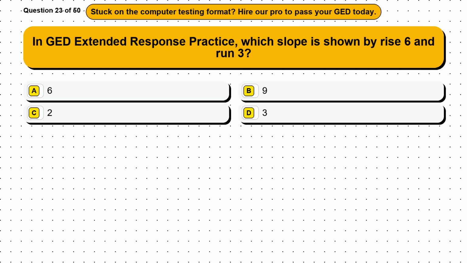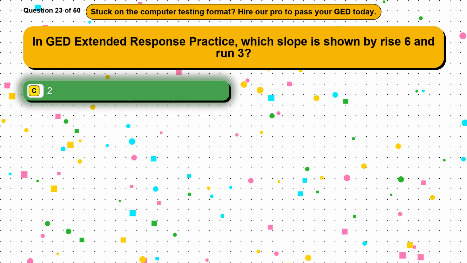Question 23. In GED Extended Response Practice, which slope is shown by rise 6 and run 3? Option A 6. Option B 9. Option C 2. Option D 3. The correct answer is option C.